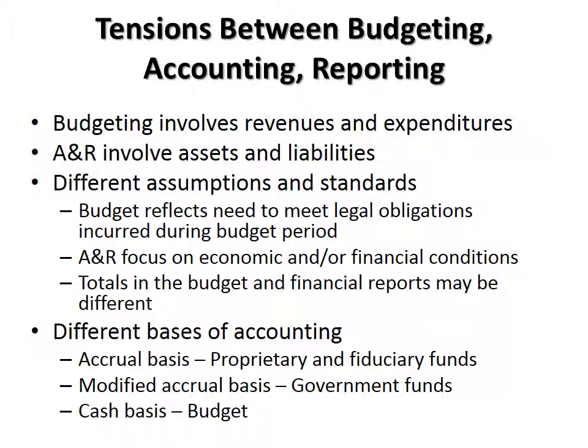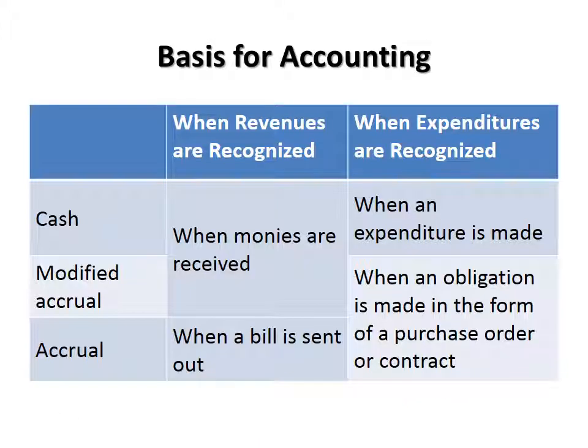Specifically, the modified accrual basis would apply to governmental funds, so, for example, the general fund, special revenue funds, and capital projects funds, and the accrual basis would apply to proprietary and fiduciary funds. You may be asking, how are these accounting bases different? The chart on this slide provides an easy way to understand the differences between the cash basis, the modified accrual basis, and the accrual basis.